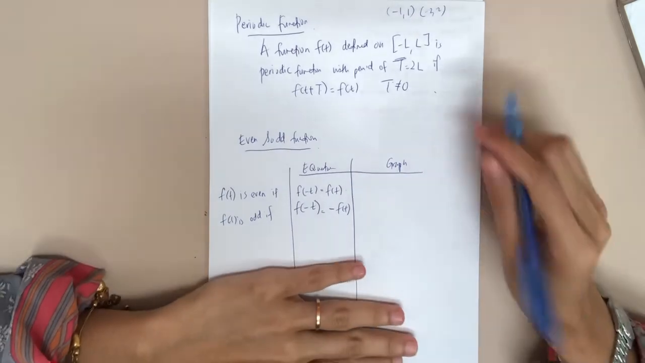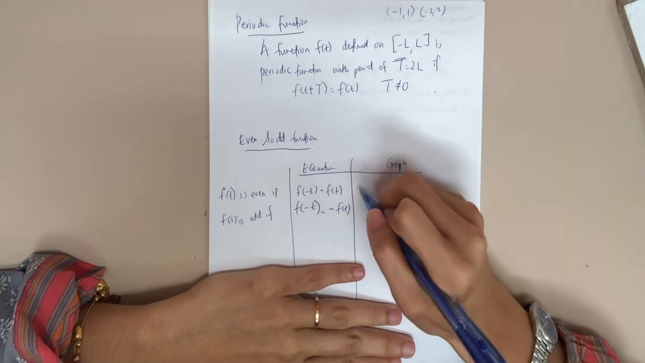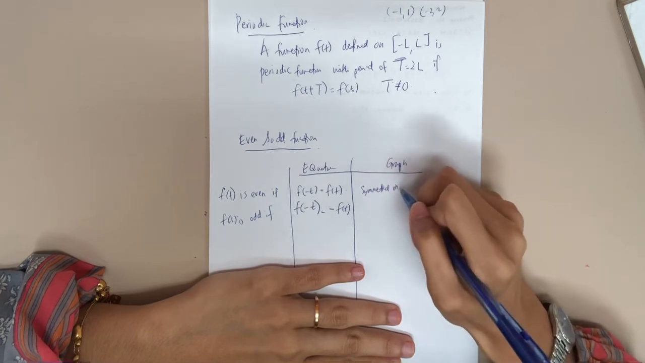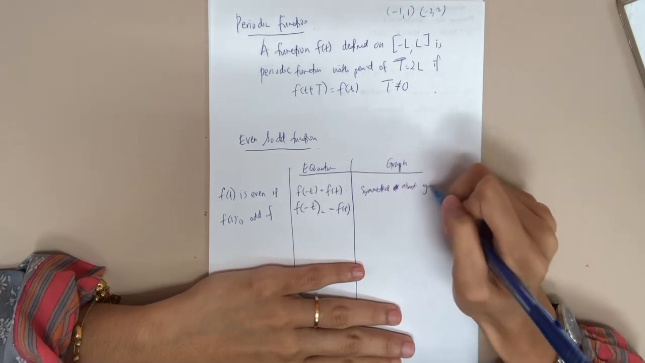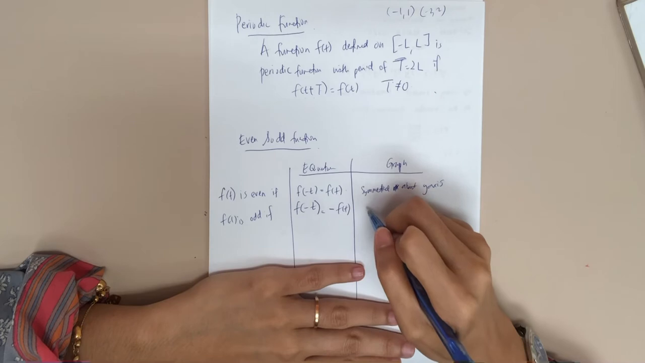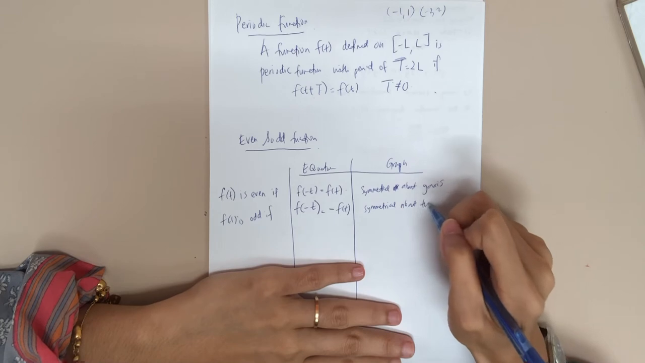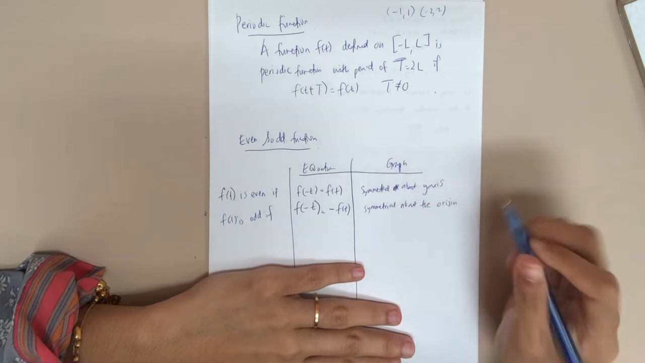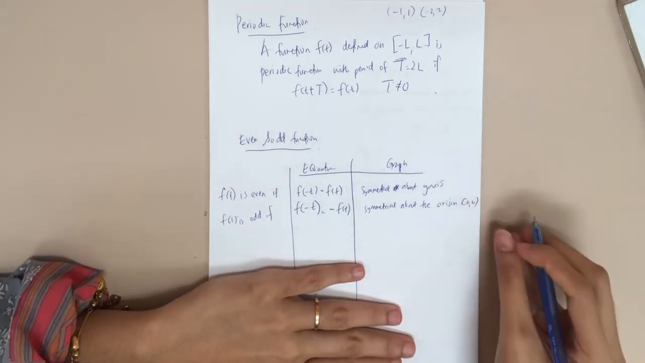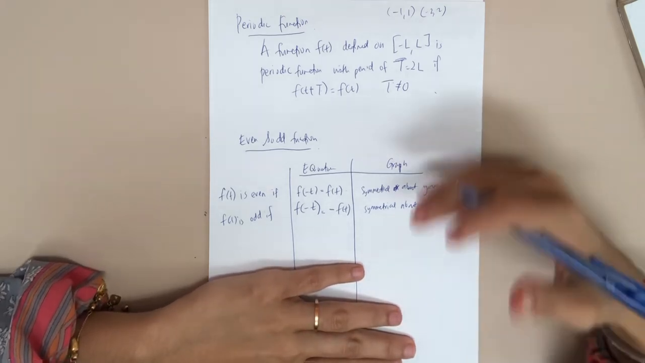And for the graph, if it is the graph of an even function, it will be symmetrical about the y-axis, and for odd it will be symmetrical about the origin. Origin, okay class, origin means on (0, 0). It's not the x-axis, it's the origin. For even it is the y-axis. So what does that mean?